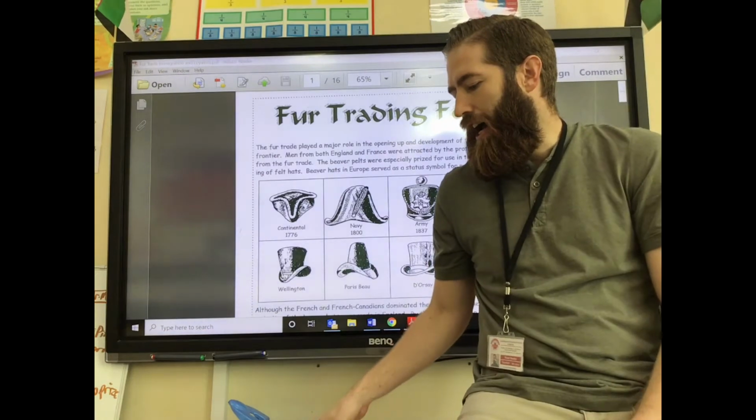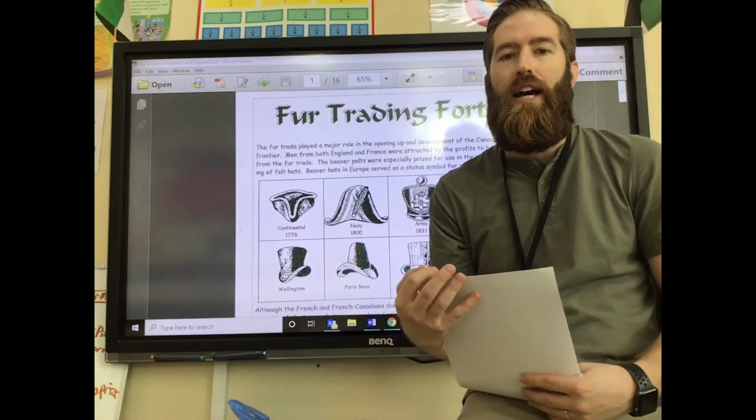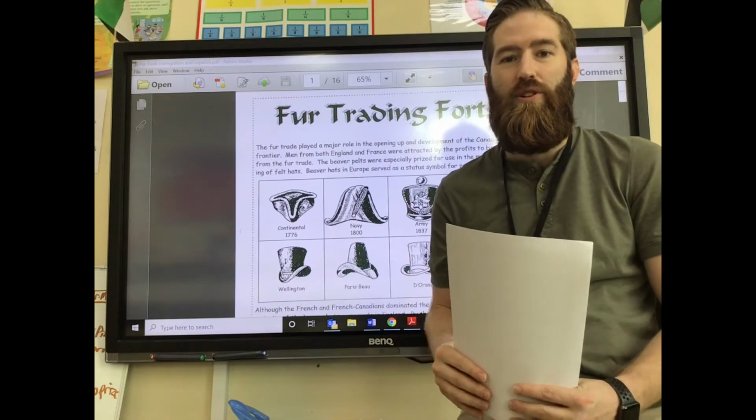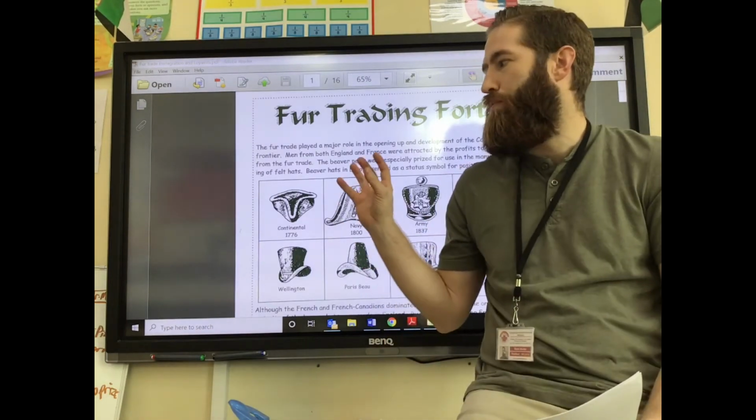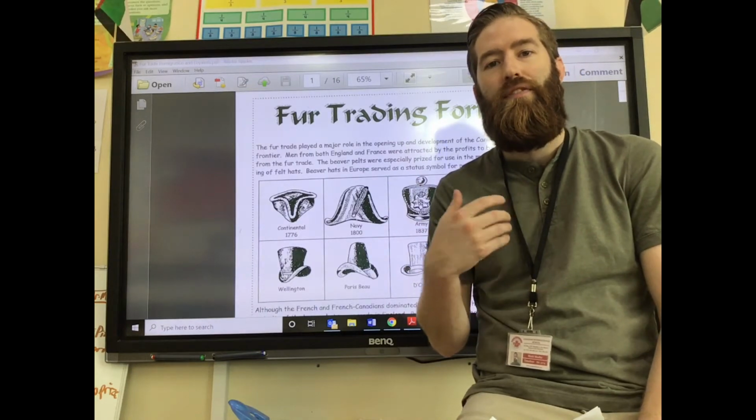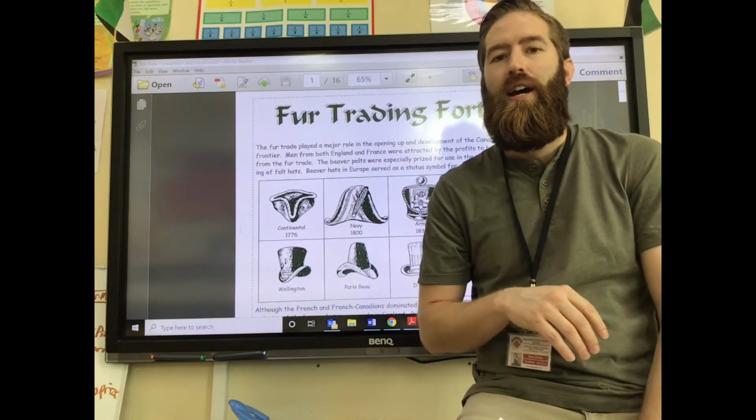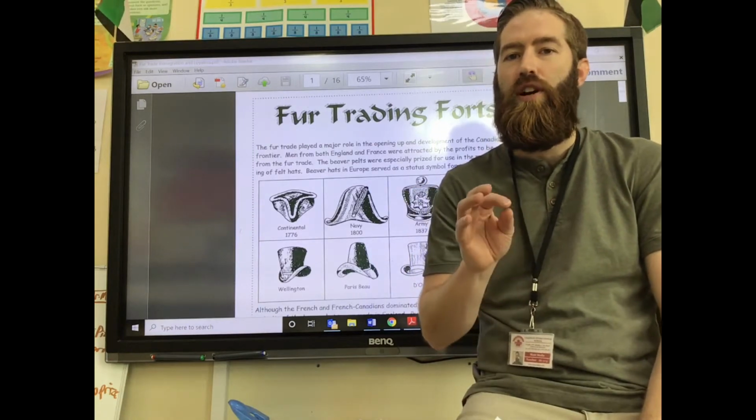Okay. So what we're going to do is run through the fur trade. And this is day 1. We're going to go through 2 pages, highlight notes, and then what I want you to do afterwards is tell your parents everything that you learned so far about the fur trade.